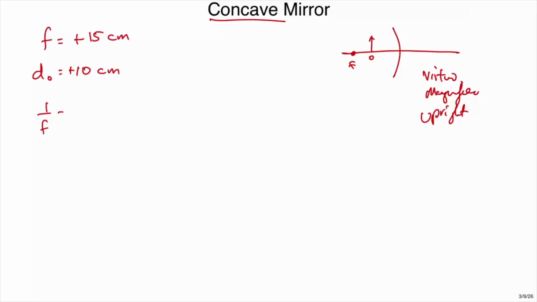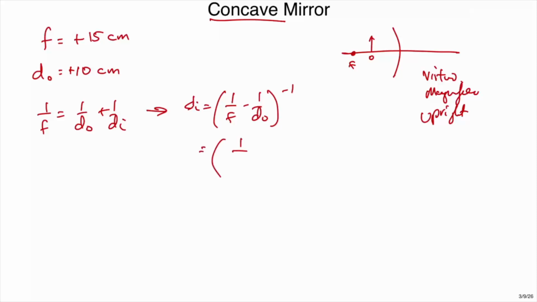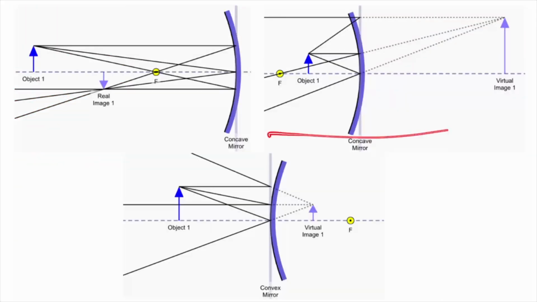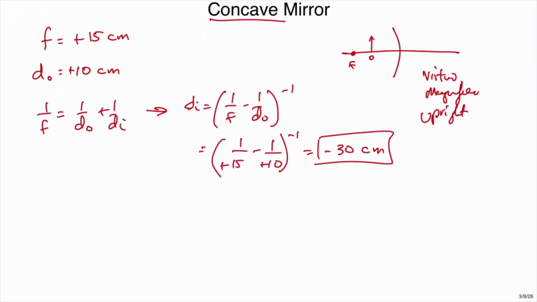1 over f equals 1 over do plus 1 over di, which when you do this gets you di equals 1 over f minus 1 over do. Don't forget to invert the whole thing. 1 over positive 15 minus 1 over positive 10, inverted, gets me negative 30 centimeters. Okay, that's my image distance. What does the negative sign mean? An image distance that is negative will be on the back side. Is that what we expected to have happen? You betcha. Okay, so that seems consistent.